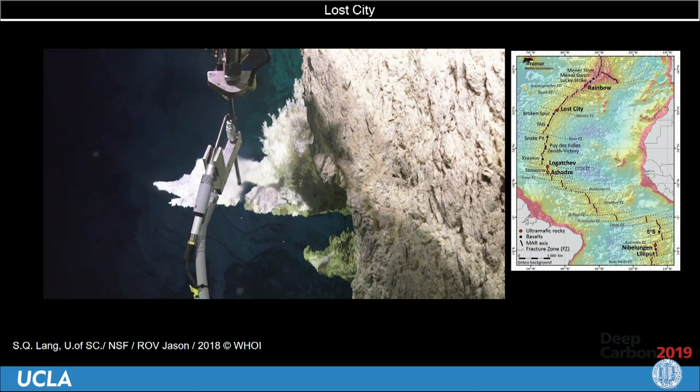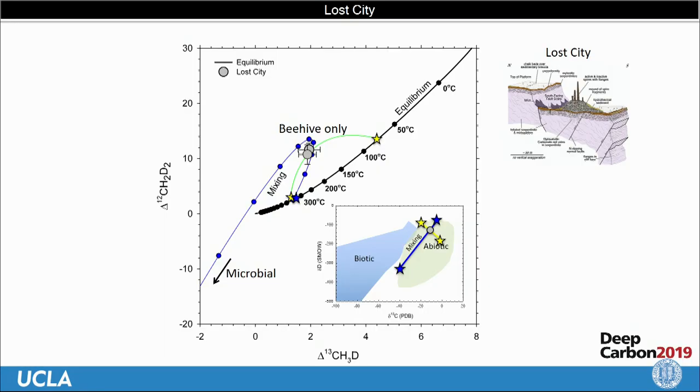Okay. So there's sampling at Lost City. And the question is, where is the methane coming from? Now, in the chapter of the book that you picked up the other night, we put this figure in. And this figure shows that when we measure a sample of Lost City up here above the equilibrium line, you could explain it by mixing between microbial gas and a high temperature gas. And this is an object lesson: it's good to collect more than one data point.